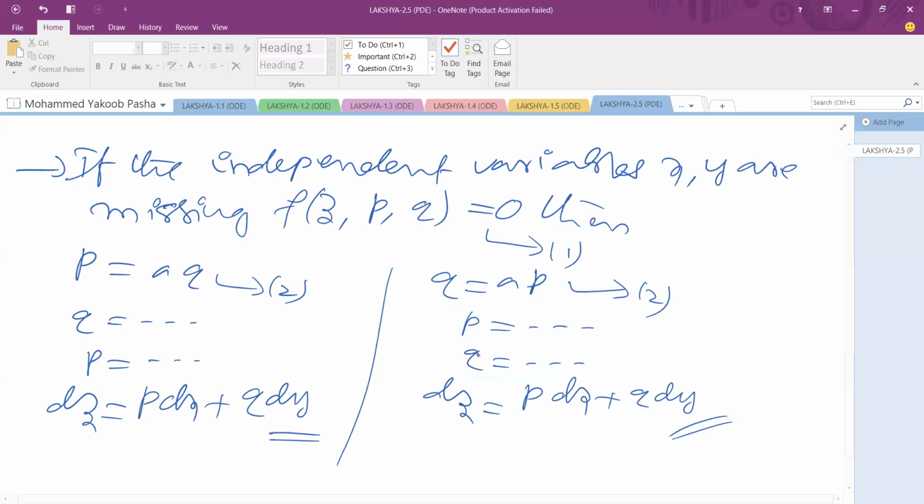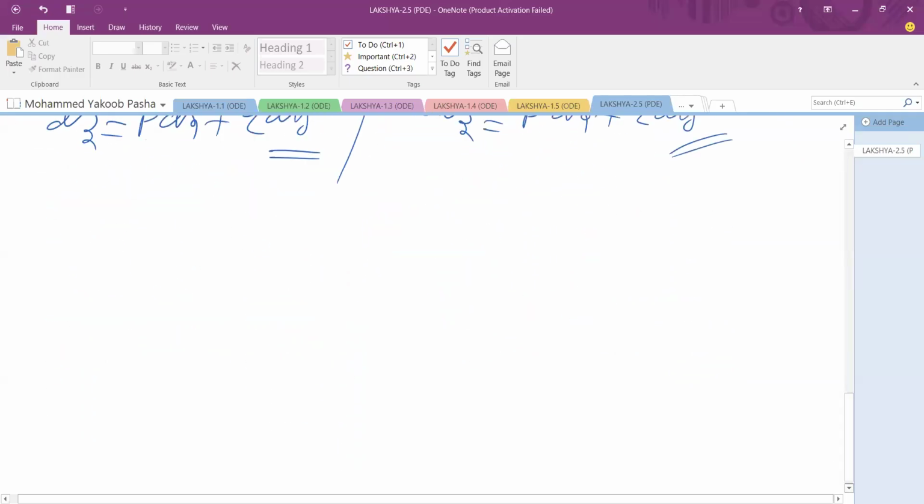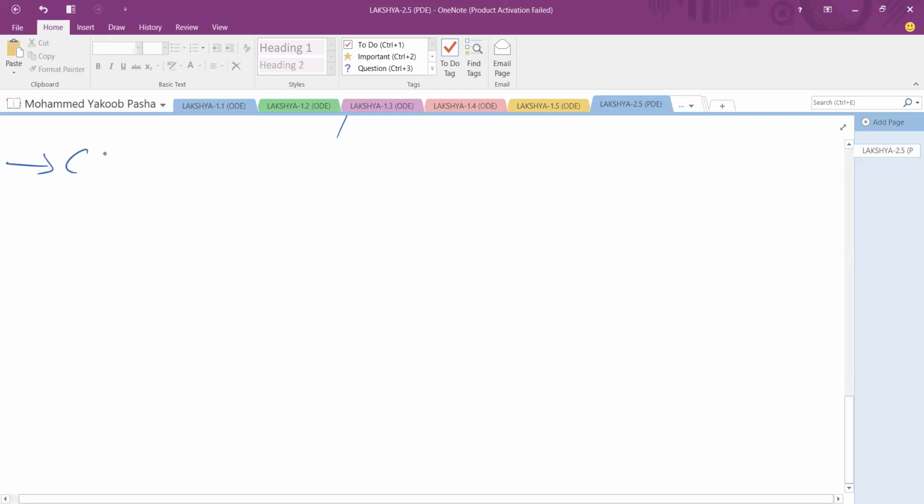Similarly, we get the value of q from equation 2, and substitute in the equation dz is equal to p dx plus q dy. After integration we'll get the required solution of the given nonlinear PDE. The last one is Clairaut's form.